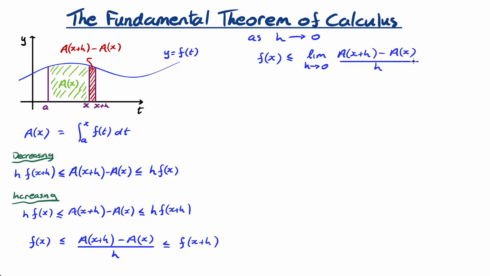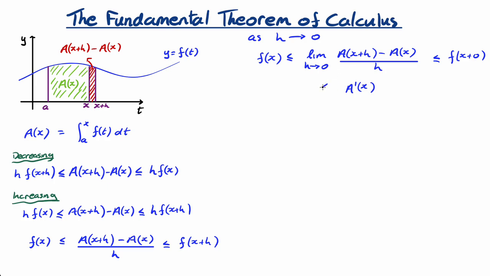And then what does this equal as h approaches 0? Well, this becomes f of x plus 0. F of x plus 0. Now, this is the really cool bit. What is the limit of this as h approaches 0? Well, this is the key to the whole thing, as far as I'm concerned. If you have done differentiation from first principles, you will recognize that this is the derivative. This is A dash of x. It is the derivative of this area function.